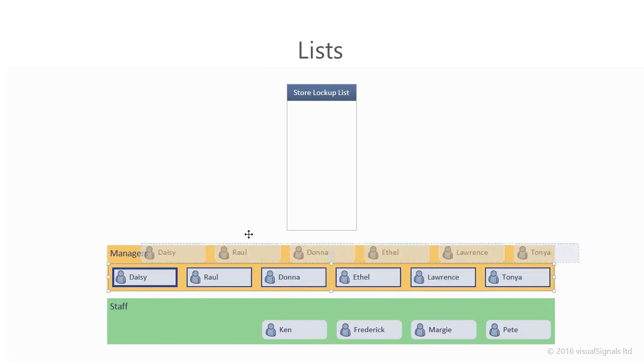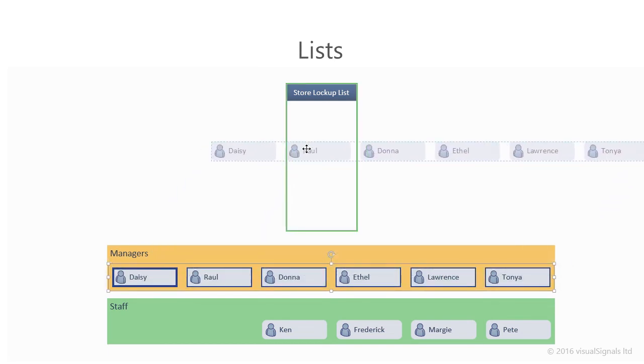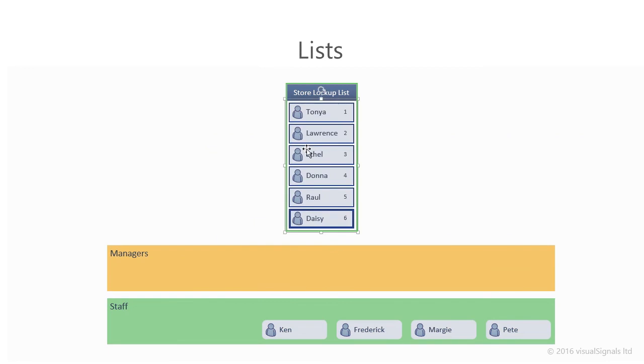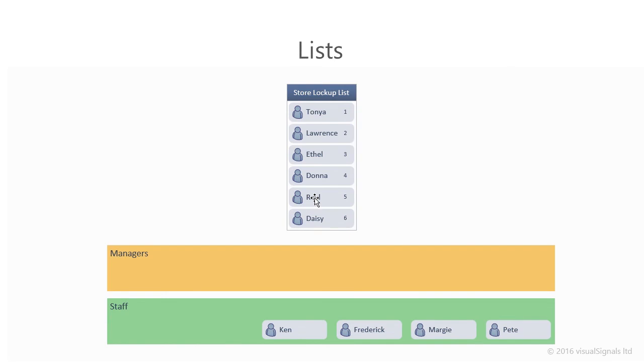If I drag the managers into the list, you can see that Visio again displays the green line around the outside of the list to show that the shapes will become members of the list as I drop them. You can also see that if I want to reorder the list, Visio provides me with the associated UI elements to allow me to do that.